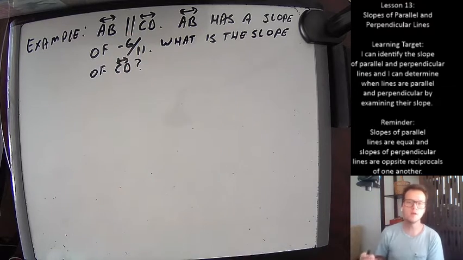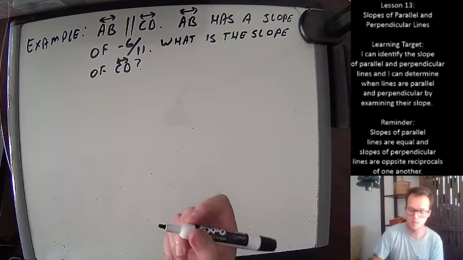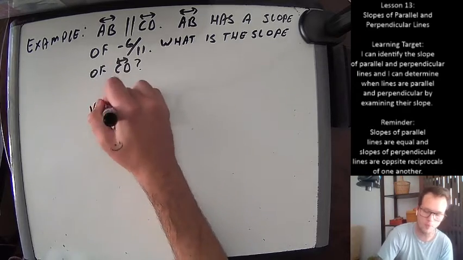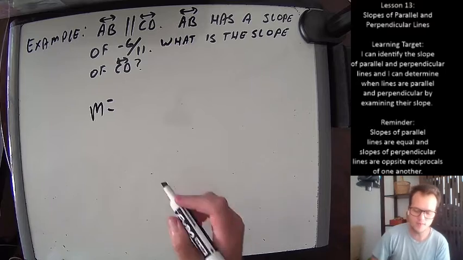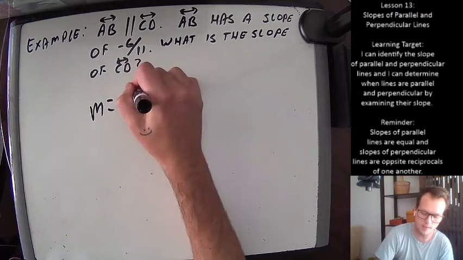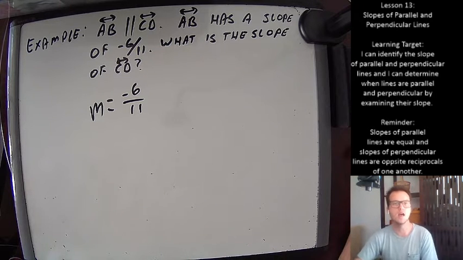Well, we know that they're parallel. That's given to us, and we just learned a moment ago, if you have two lines that are parallel, their slope is exactly the same. Remember, y equals mx plus b, a lot of times m is our slope. So the slope of CD is also -6/11. It's the exact same thing as line AB.